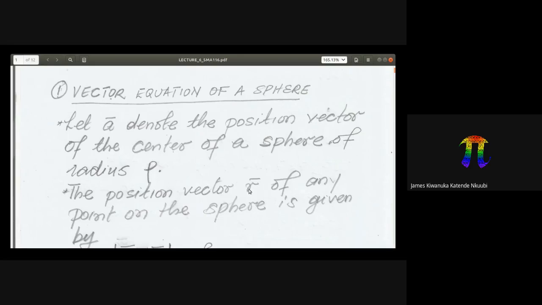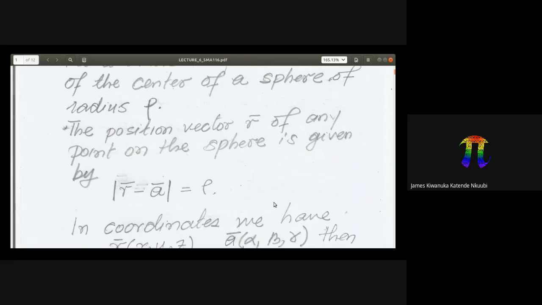Now any point on the sphere will be represented by this position vector R, and the sphere is basically determined by this equation. The distance from any point on the sphere to the center must be equal to the radius. So this is a vector equation. You get the magnitude. This vector from any point of the sphere to the center, that distance must be equal to the radius. You can put this in vector form.